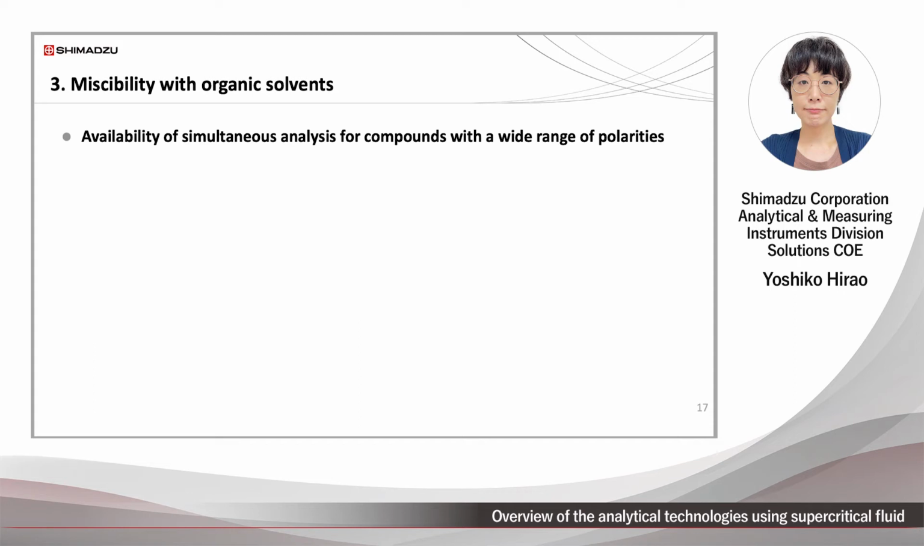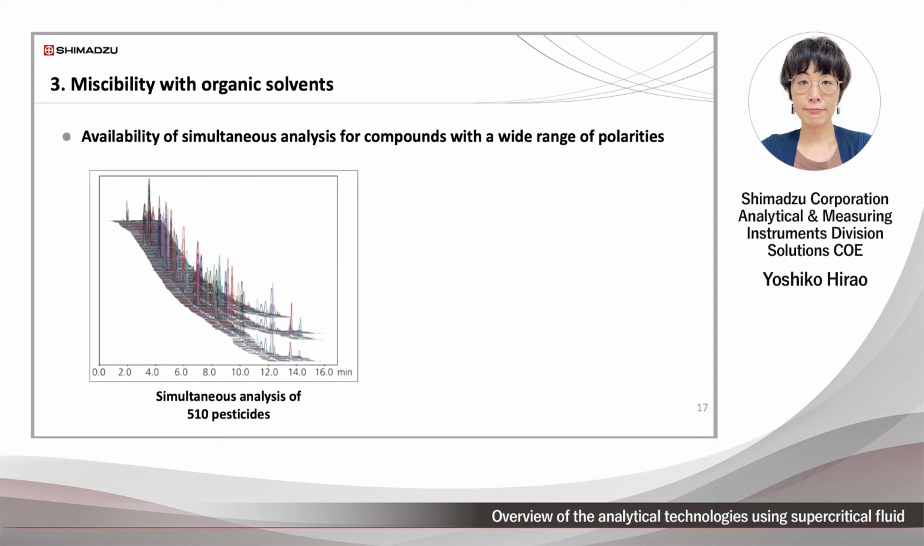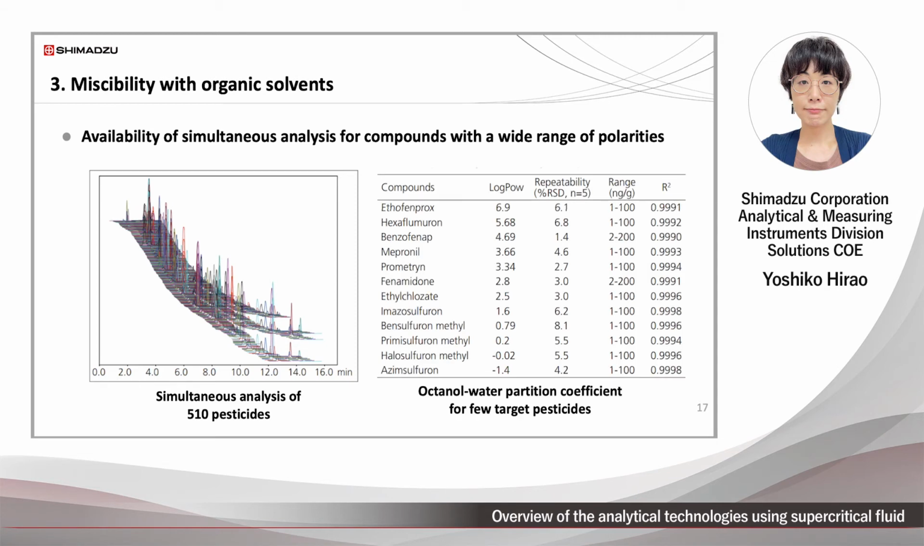The left is an example of simultaneous analysis of about 500 pesticides. The table on the right describes the physical properties and linearity and reproducibility of some pesticides. When we looked at the octanol water partition coefficient, we can see that it contains high to low polarity pesticides. In this way, SFC can analyze a wide range of types of compounds comprehensively.